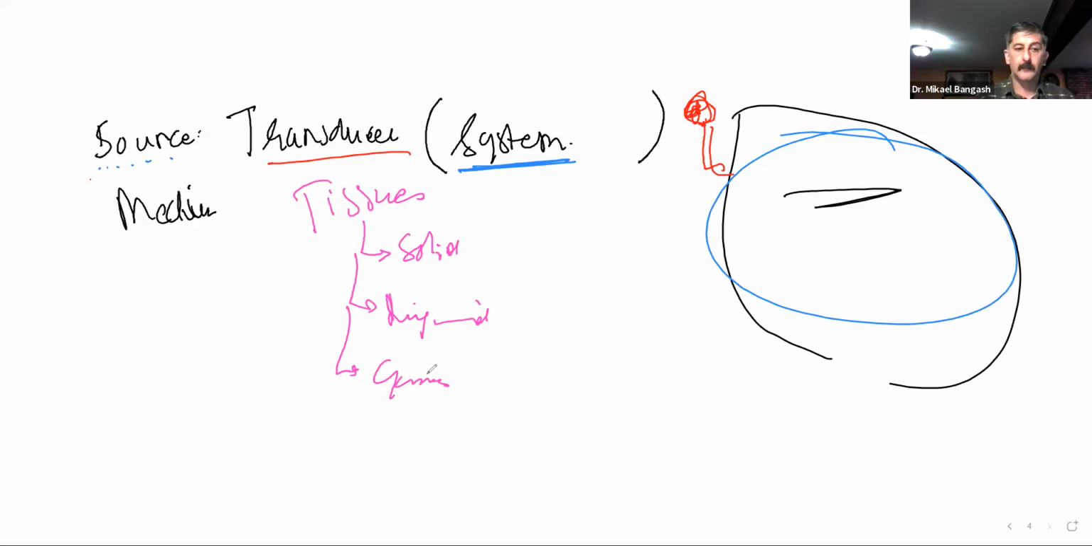So some of your parameters are going to be wholly and solely determined by the transducer. Some parameters are still going to be determined by the source of sound, which in that case will be the system. There's going to be one parameter which is only going to be determined by the tissues. And there's going to be one parameter which is going to be determined by both the transducer and the tissues.